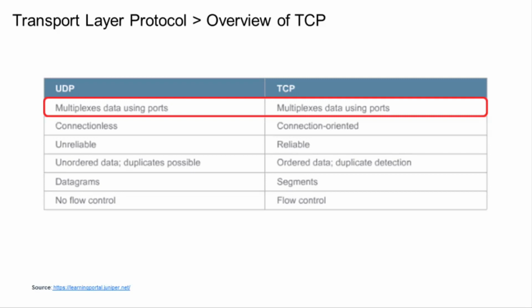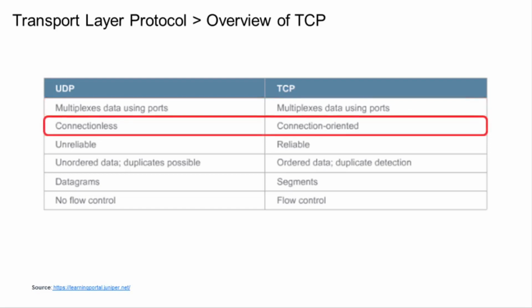A quick overview of the transport layer protocols. Both UDP and TCP multiplex data using ports. This means that the data stream is broken down into small chunks of data, put into separate packets, and addressed and sent. In our traditional mail analogy, that would be like taking a long letter and putting it into envelopes 1 page at a time and mailing each separately.